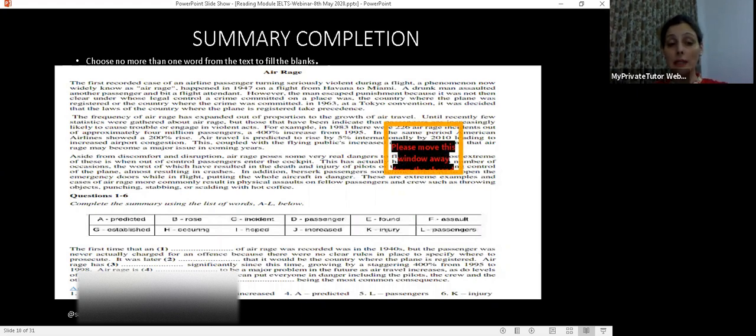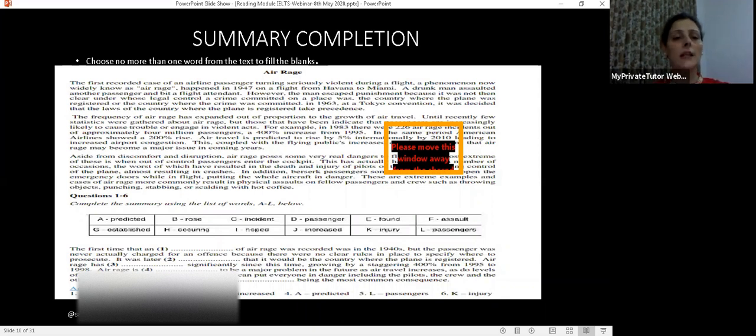You have to go through the question first, what they are asking, and then go through the passage. For example, if you look at the blanks, I'm just reading from that place. The first time that a dash of an air rage was recorded was in the 1940s. Okay, the first one is this, and let me read the passage also.